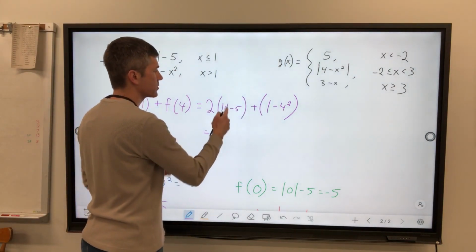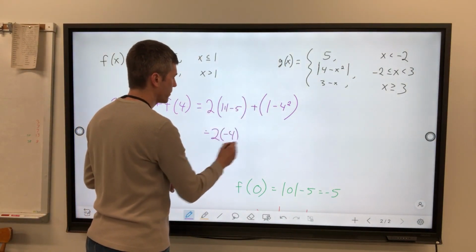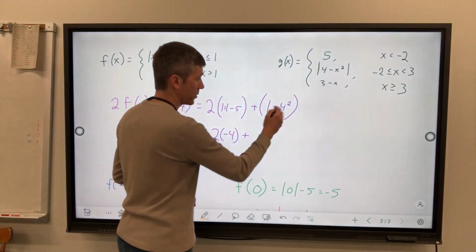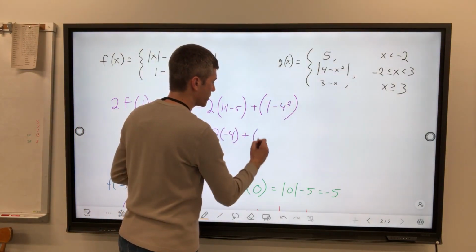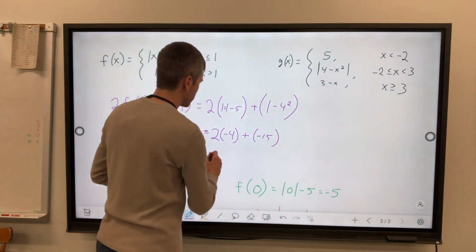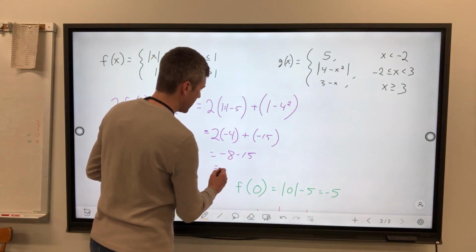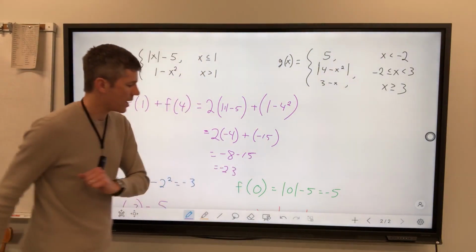So 2 times 1 minus 5, so -4. There's that, plus, and then 1 minus 4 squared, that'd be 1 minus 16, so -15. And so I will have -8 minus 15, and that's going to give me -23. Done.